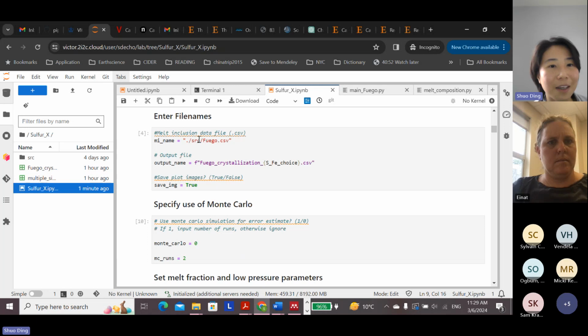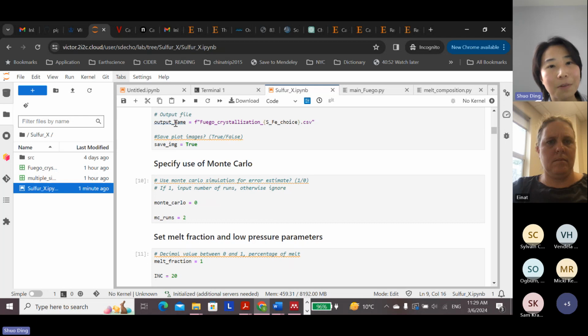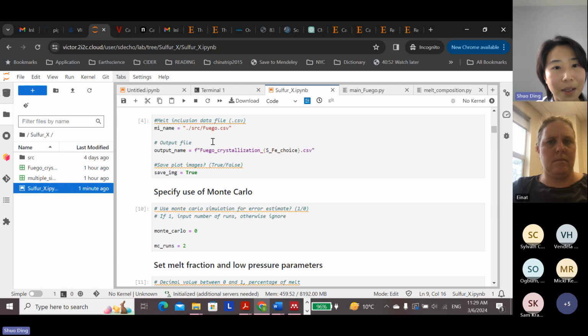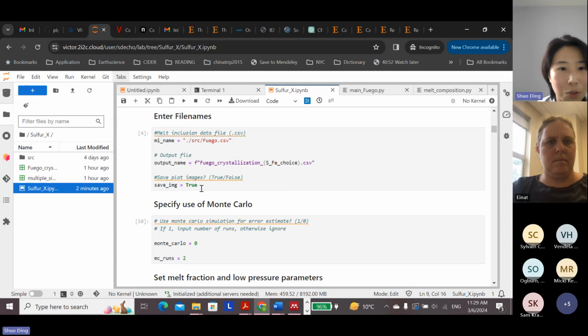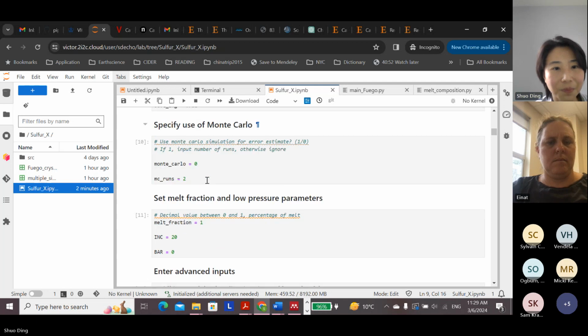And here, if in the end you want to plot your melt inclusions to compare with your model, you can upload your file here, I guess. Yeah, you can upload the file to the source file, I think, and then save it. In that way, it will read that file and change the name here, and the file can be plotted in the end. And then output file: here you can change your output file name. And there's a save image. Okay, it's set to true. I guess that just saves the image.